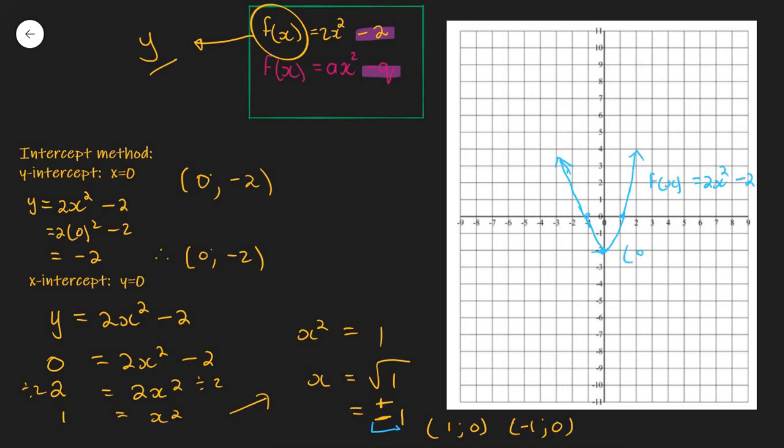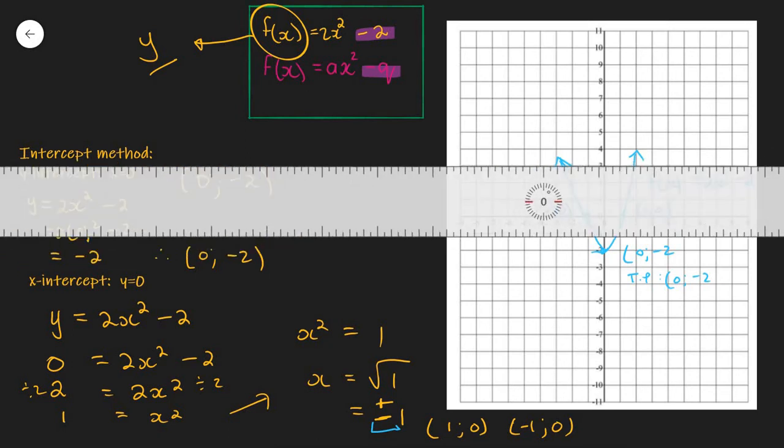That is going to be (0, -2), and those two points are going to be (1, 0) and (-1, 0). Because it's a positive a value, the arms open upwards, meaning it's a smiley face because it's positive. Our intercepts on the x-axis are -1 and 1. Our y-intercept is -2. Our turning point, remember that's the vertex, is (0, -2).